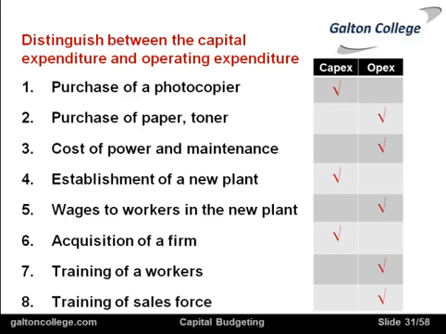So the little table just enables us to tick off what's capital and what's operational, and it really boils down to time periods. Capital expenditure being more long-term, usually more significant investments involving more resources. Operational expenditure, day-to-day type of expenditure.